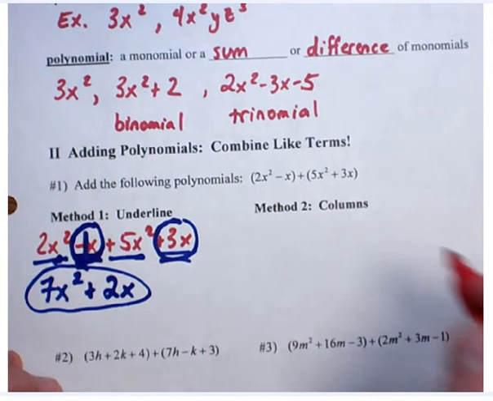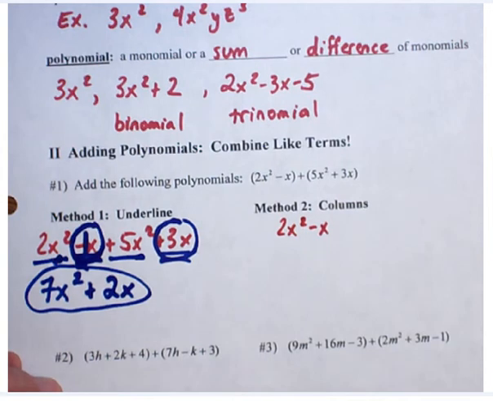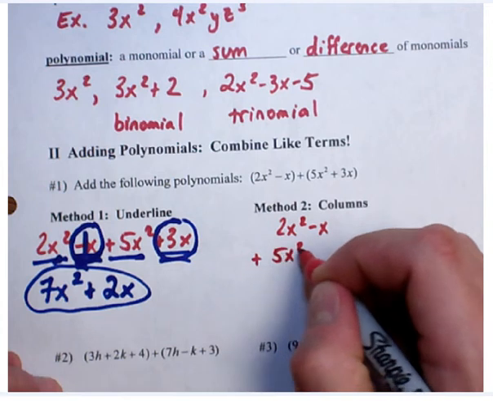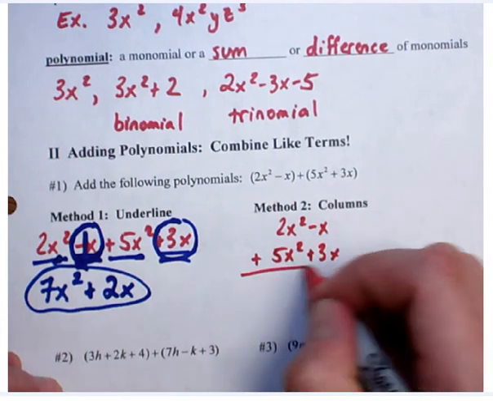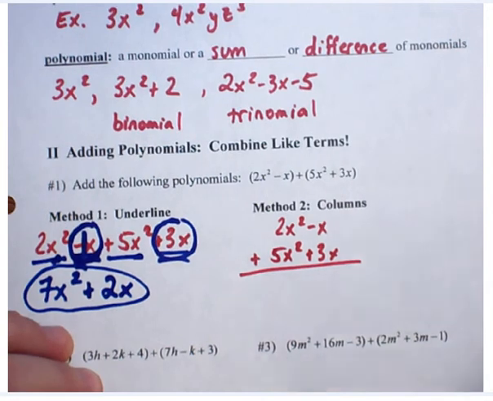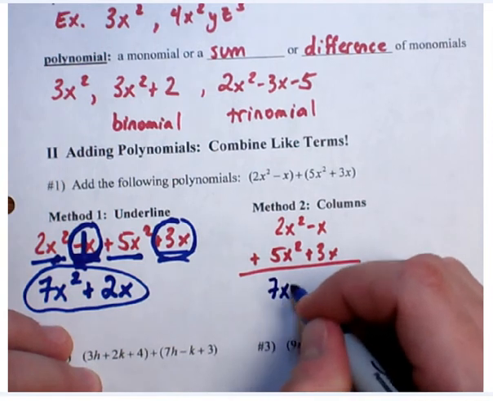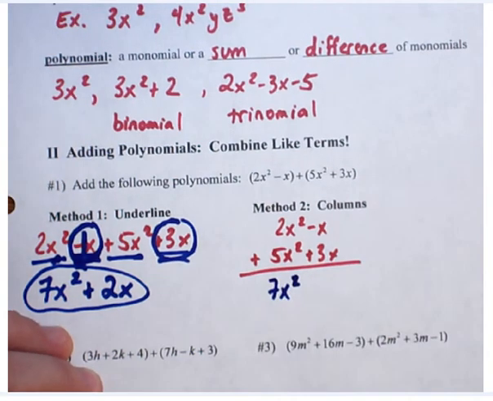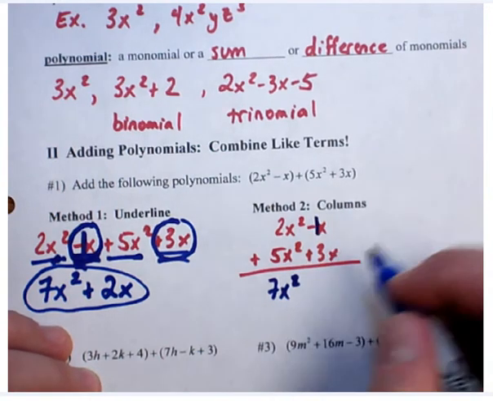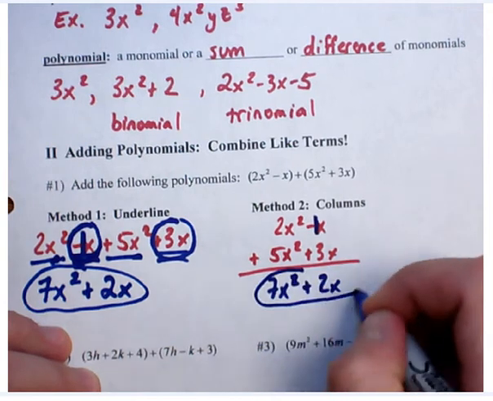So if we said 2x squared minus x, I'm going to put that in the top part, plus 5x squared plus 3x. Think of this as an addition problem where you add the columns. 2x squared plus 5x squared is 7x squared. This is kind of like our system of equations that we were doing a few weeks ago. And then this is negative 1x plus 3x. So that's positive 2x.